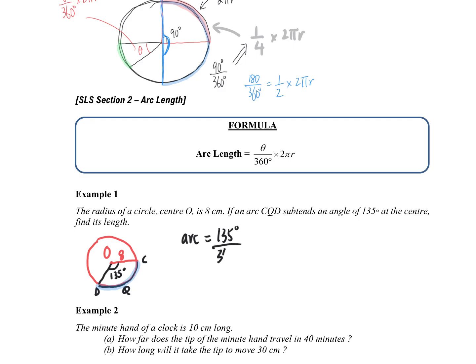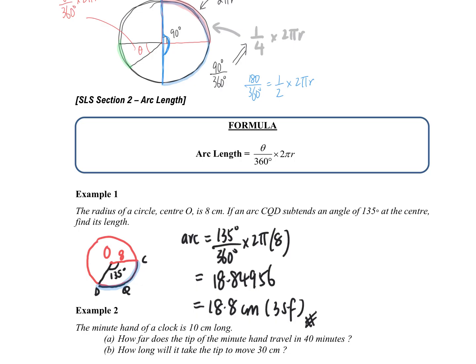135 out of the 360, times 2 pi r. That's all. So it's what fraction of the circle are we talking about. Arc is the length. So 3SF for a non-exact answer. If the question asks you to leave your answer in terms of pi, then it will be 6 pi cm. This is if they ask you to leave the answer in terms of pi.